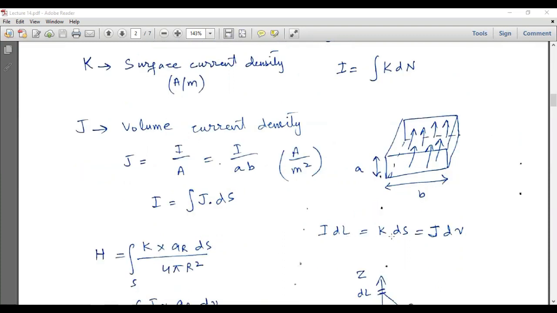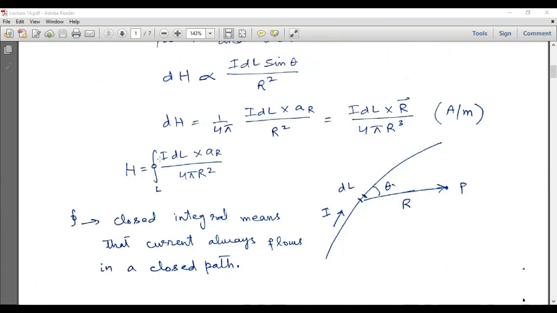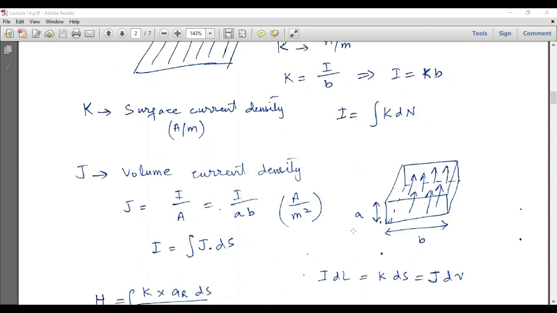And IdL is equal to KdS is equal to JdV. So in Biot-Savart's law, we have IdL, and IdL has the units of ampere meters. Similarly, KdS: K has the unit of ampere per meter, and dS has the units of meter square. So KdS will also have the unit of ampere meter, and JdV will also have the unit of ampere meter, because J is ampere per meter square and dV has a unit of meter cube, so it will also be ampere meter.